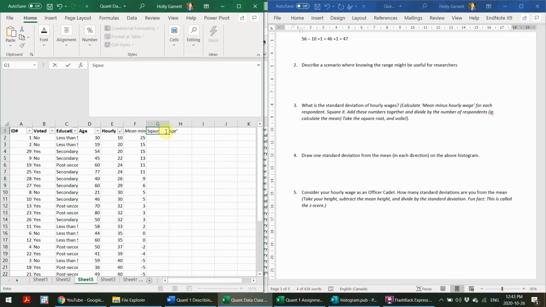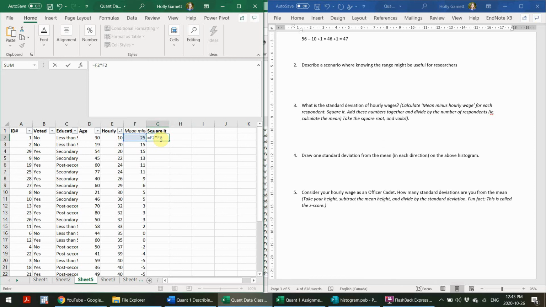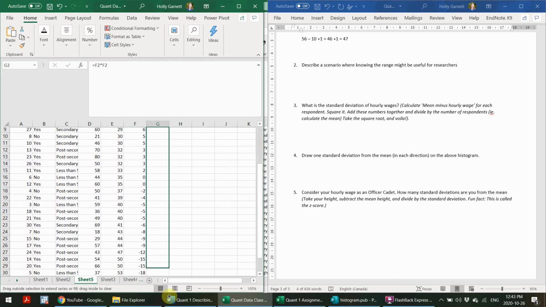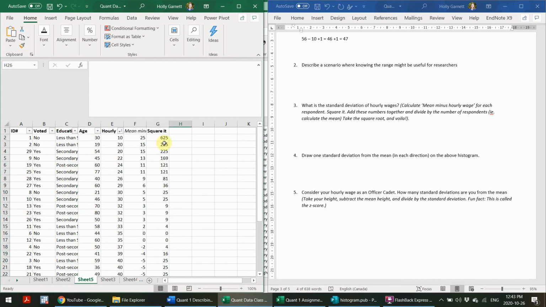So the second step is to square it. Wow, that is totally not how you spell square. Square it. There we go. Essentially, squaring just means you're multiplying it by itself. What I'm doing is dragging down to get each of these, so that it fills in for each of the values.